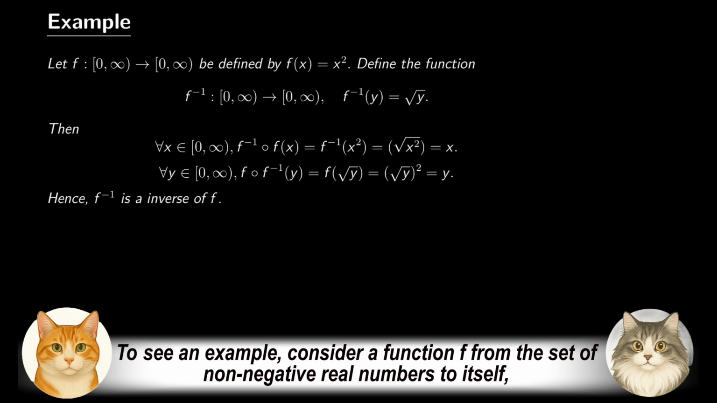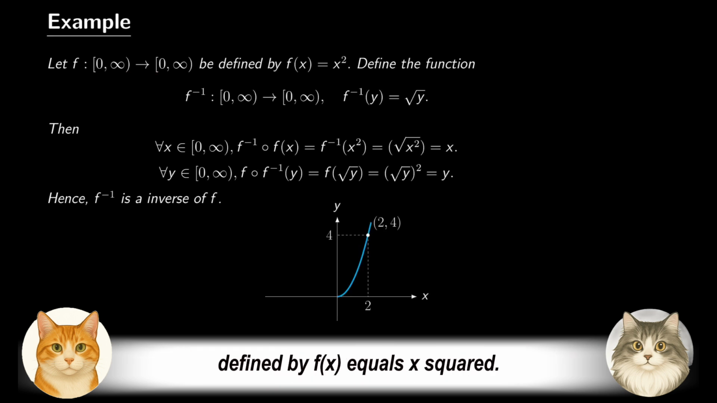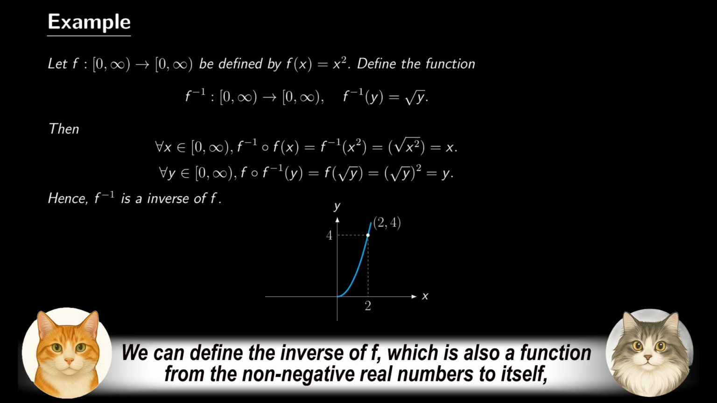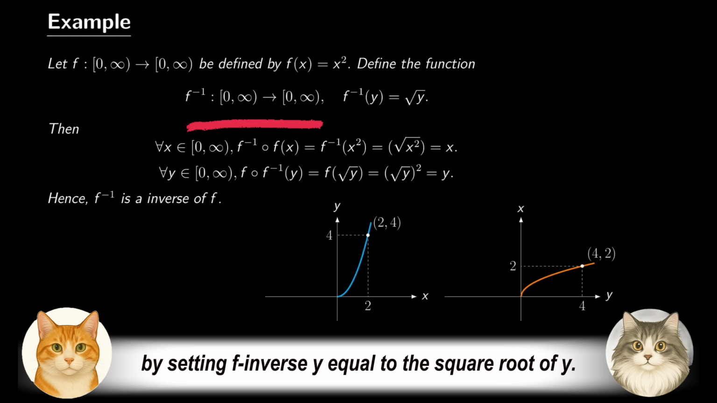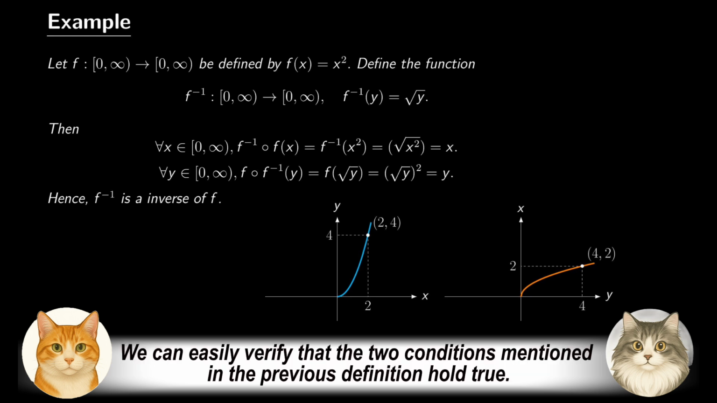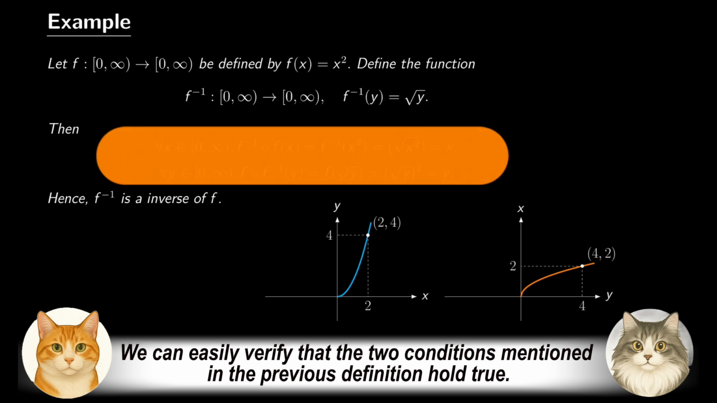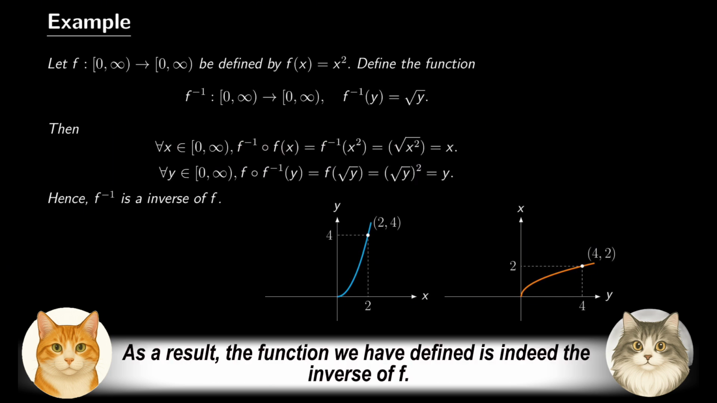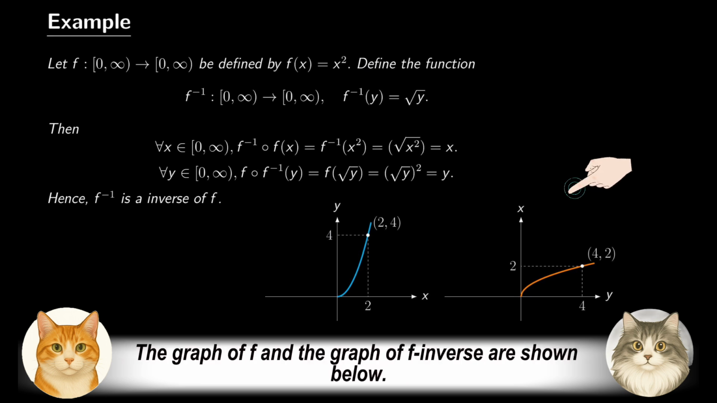To see an example, consider a function f from the set of non-negative real numbers to itself, defined by f(x) equals x squared. Note that f is indeed bijective. We can define the inverse of f, which is also a function from the non-negative real numbers to itself, by setting f inverse of y equal to the square root of y. We can easily verify that the two conditions mentioned in the previous definition hold true. As a result, the function we have defined is indeed the inverse of f. The graph of f and the graph of f inverse are shown below.